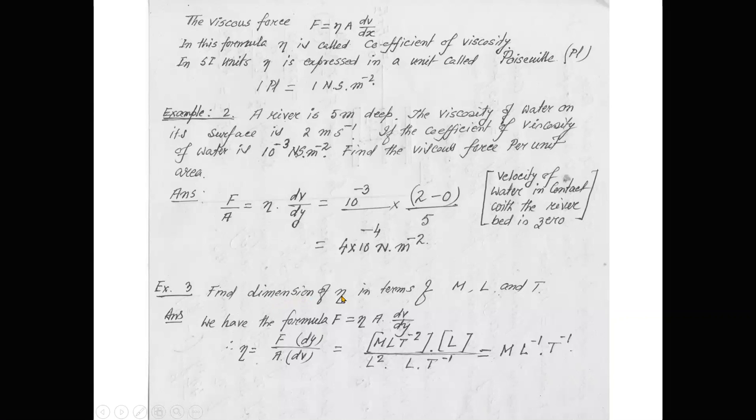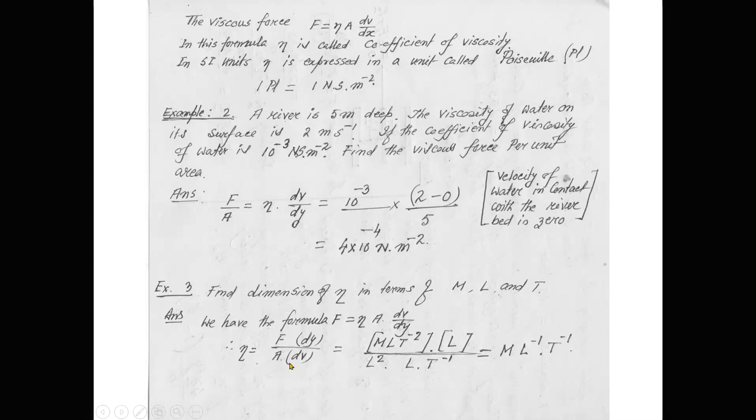Find the dimension of eta in terms of M, L and T. We have the formula F is equal to eta A dv by dy, or dx, same thing. Eta is equal to F dy by A dv. The dimension of F is equal to M L T to the minus 2. You know it. Area is L square, dv is velocity.